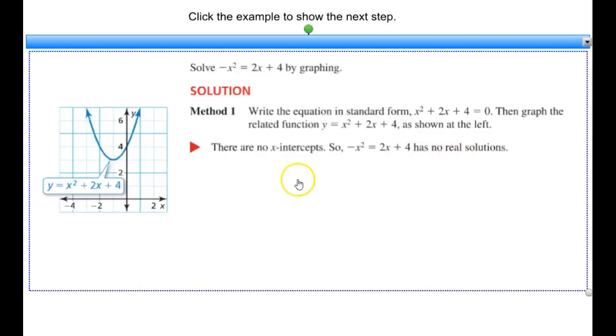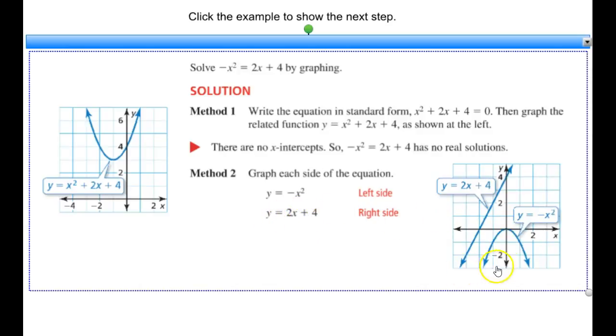Eventually we'll get into some imaginary solutions in Algebra 2, but for now it doesn't have any real solutions because it never crosses my x-axis. The other way I can do this is I can graph each side of my equation, right? I've got two sides of my equation. So I can graph my left side, y equals negative x squared, and then I can graph my right side, y equals 2x plus 4, and I see here that these graphs don't ever connect, right? They never meet, so I can also say that there's no solutions, right?